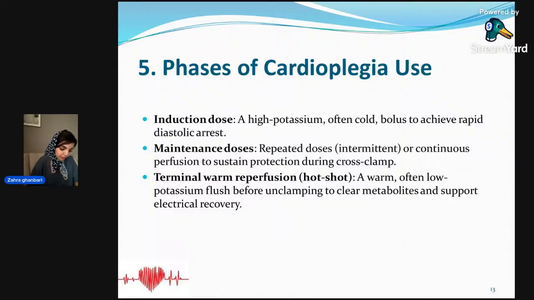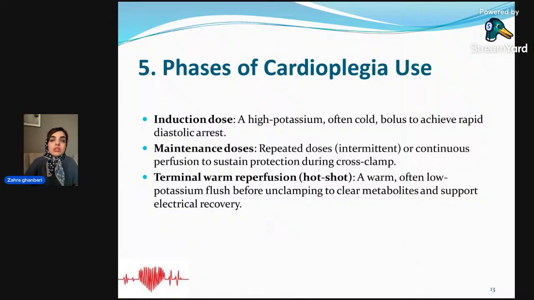And reperfusion, or hot shot, or final warm dose, with temperature close to 37 degrees centigrade, is used to wash out acidic metabolites and prepare the heart to return to normal rhythm. But please be careful.